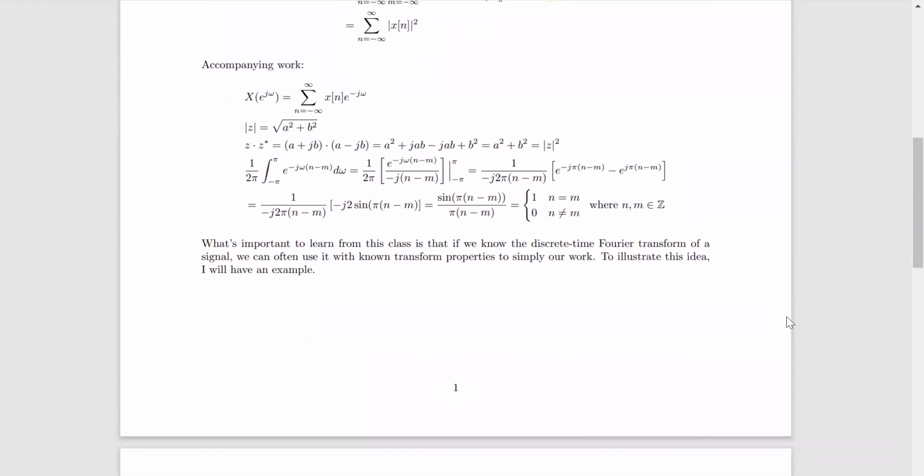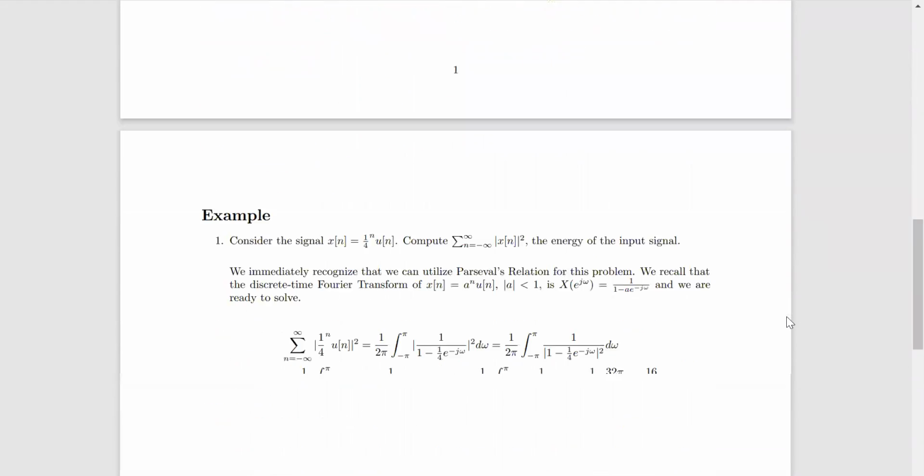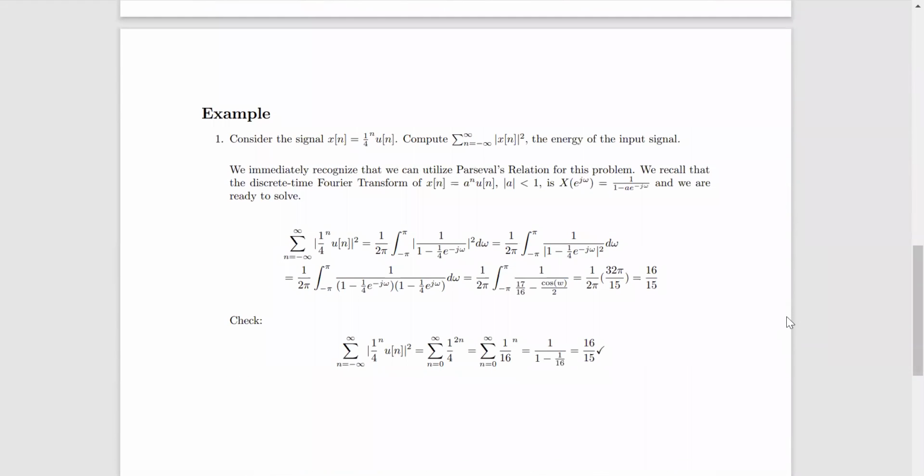So in this class, it's important to know that if you know the discrete time Fourier transform of a signal, you can often use the properties to simplify your work. And to illustrate this idea, I will have an example. Consider the signal x of n is equal to (1/4)^n u of n, and you're asked to compute the energy of the input signal. So immediately we apply Parseval's relation, and plug in the discrete time Fourier transform pair.